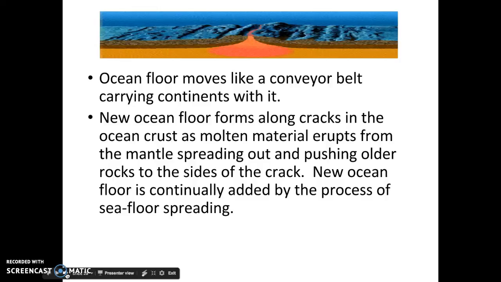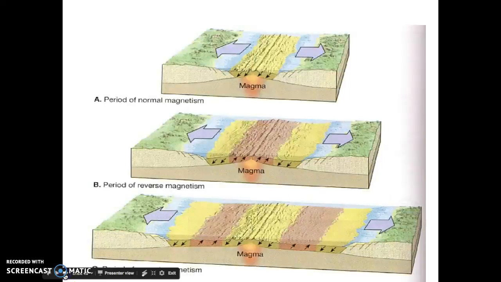New ocean floor forms along cracks in the ocean's crust as molten material erupts from the Earth's mantle, spreads out, pushes older rocks to the sides, and new ocean floor is always added. And I say new because it's being cooled again, but it was already melted rock that's already been recycled. So don't forget that subduction is when one part sinks under another and the plates are pushed back into the mantle. Here you see again how this might spread out.